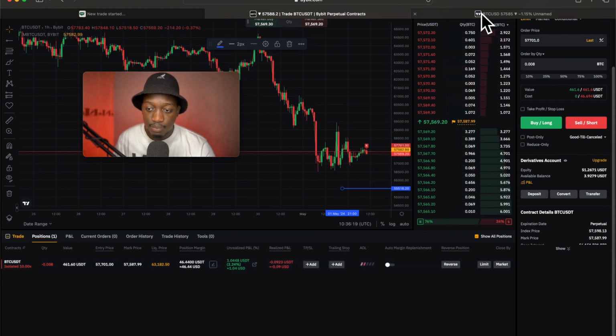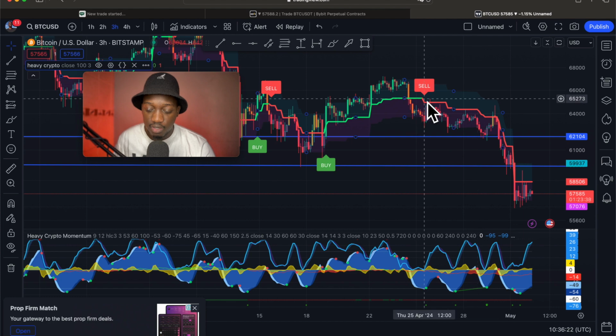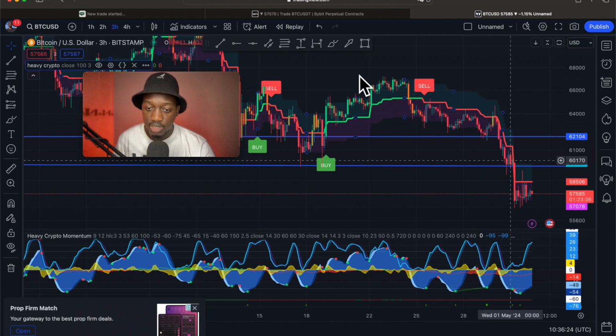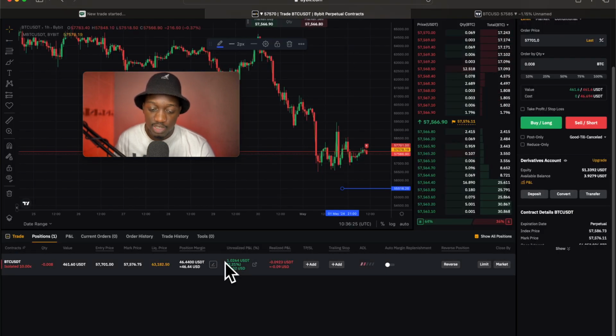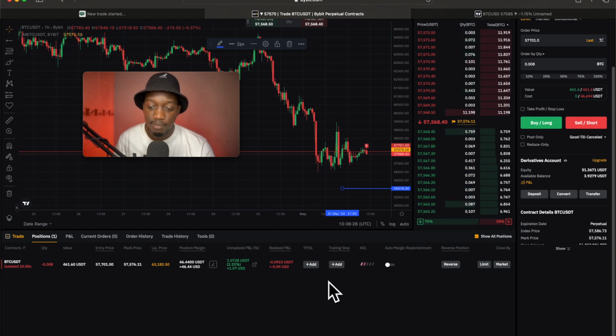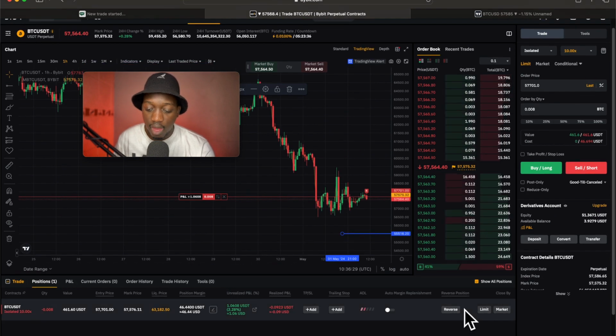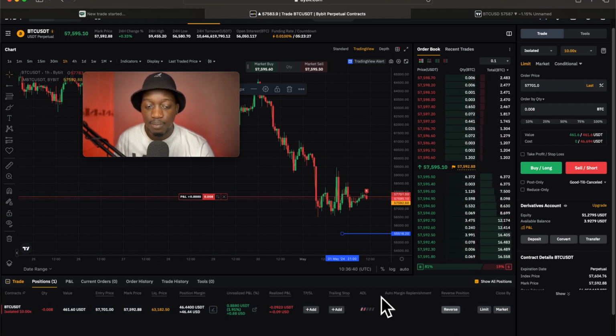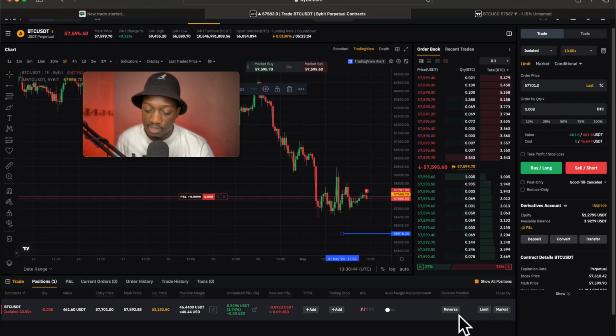I entered it because I have this selling signal. It means that the price might still go down, and that's why I took a short position. So this is how easily I make money with leverage trading. But other than that, we have this option right here. I can also reverse it by clicking it. It means that I'll be making money when the price of Bitcoin is going up, because if I click this one, it allows me to reverse this position.